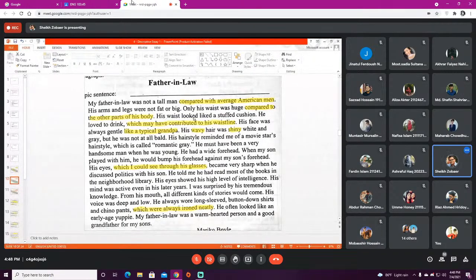His waist looked like a stuffed cushion. He loved to drink. You could simply put a full stop here, end of the story. But again, whenever you see an opportunity, try to add more detail. And if you do that, it reads like this. Okay, he loved to drink, which may have contributed to his waistline. All right, so an important piece of information, and it's adding more detail.